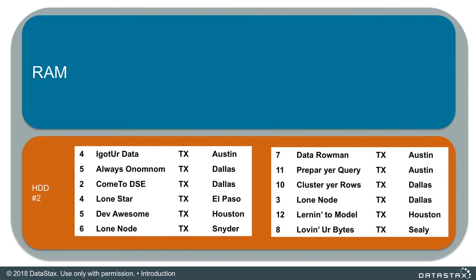That makes 2 SS tables, both of which make up the entire data set of our table. In the read path module, we'll explore how Cassandra actually combines all this data up when you do a read.